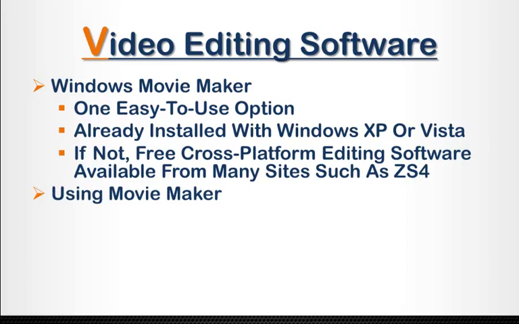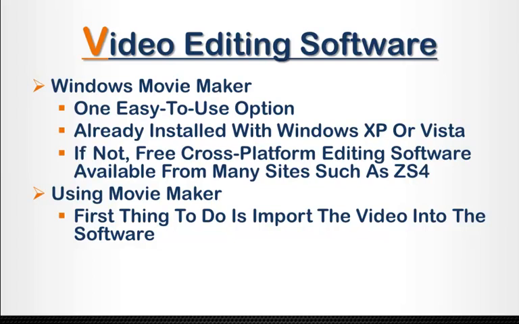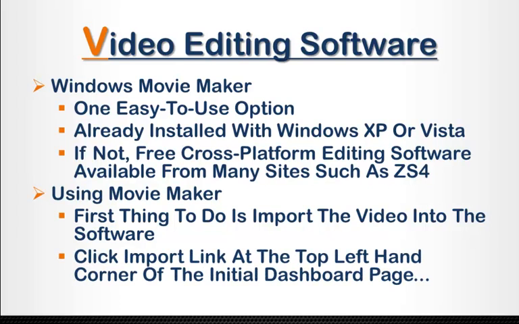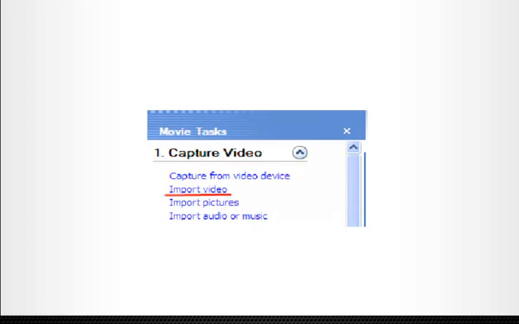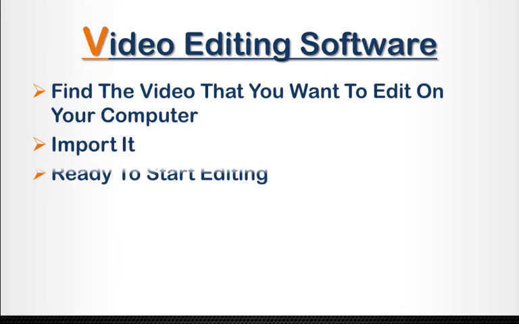Using Movie Maker, the first thing that you will need to do is import the video that you have just made into the software. You do this by clicking the Import link at the top left-hand corner of the initial dashboard page. Find the video that you want to edit on your computer, import it, and you're ready to start editing.